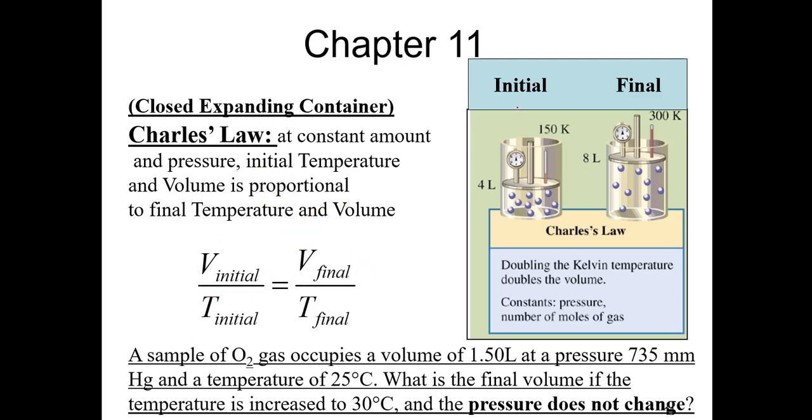So if we take a look at our picture to the left, we have an invisible Bunsen burner underneath, and it's changing the temperature, aka the movement of the gas particles. So here it's at 150 degrees Kelvin. Notice I increase the Kelvin, aka movement, from 150 to 300, and what it does is it increases the volume. And it goes from 4 liters to 8 liters.